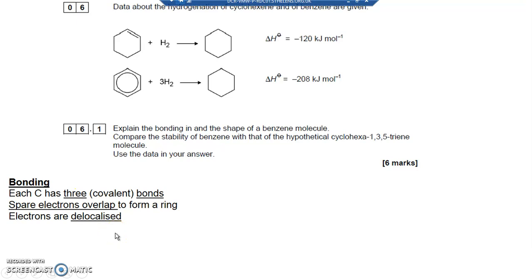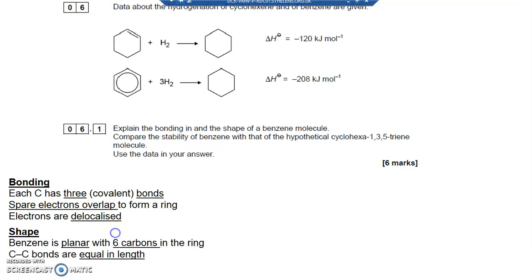What else do we need to know for 6 marks? It's flat, it's planar with 6 carbons in a ring, and all of the carbon-to-carbon bonds are equal length. That's how we know that they're not alternate double and singles, that they're all equal, and that's explained by this 4th electron overlapping between each carbon and being delocalized and moving around the ring.